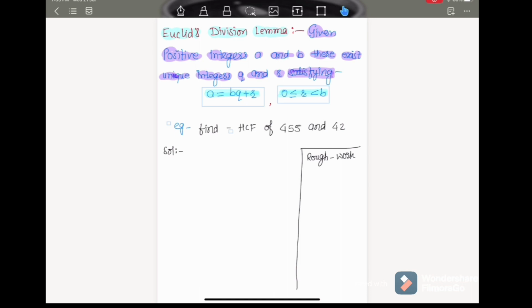So very first you will draw a rough column. After drawing the rough column, you have to write all the numbers here. The first one is 455. So 455 is the bigger number, and 42. So 455 will be divided by 42 one time. We'll perform the division method here. Okay. So the remainder is 35.